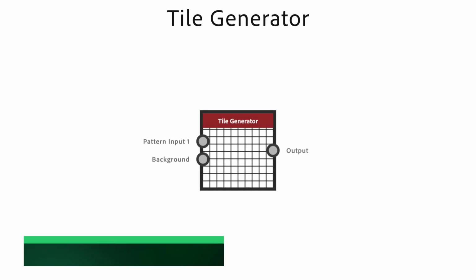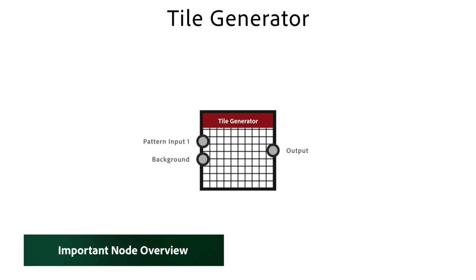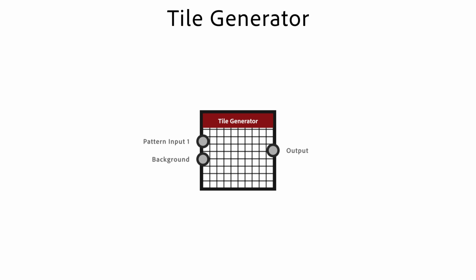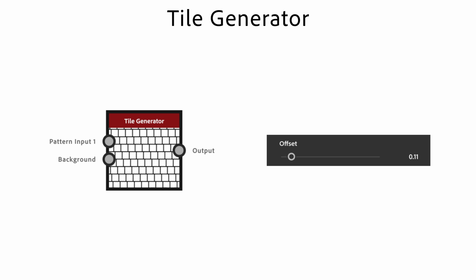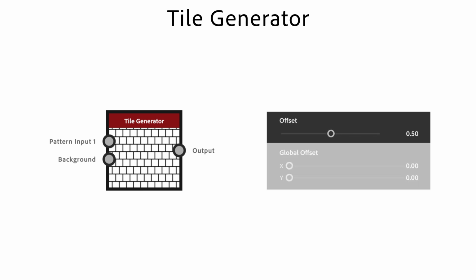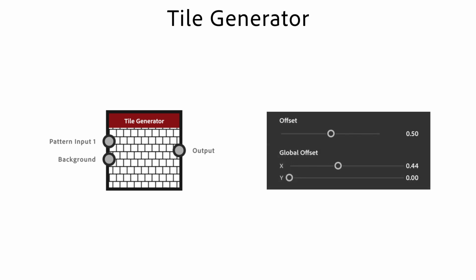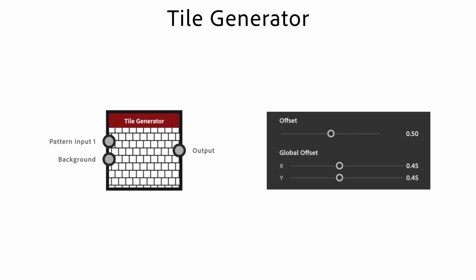The Tile Generator node is a powerful node to make regular or random patterns. It's a simpler version of the Tile Sampler node, with fewer controls and inputs. Offset is used to shift the entire pattern incrementally over every row or column and depends on the vertical offset parameter. Global offset shifts the entire pattern in the X or Y direction.